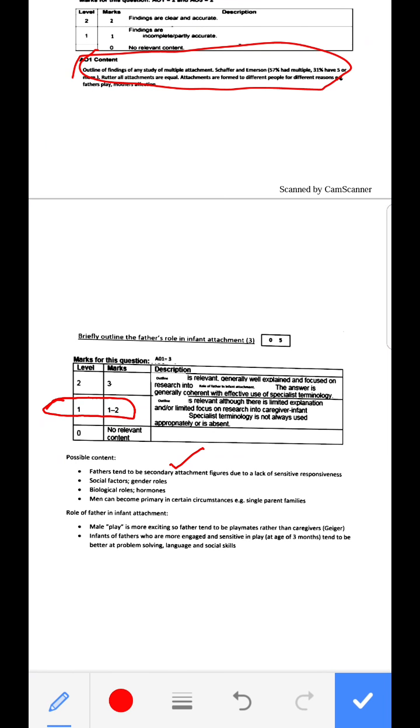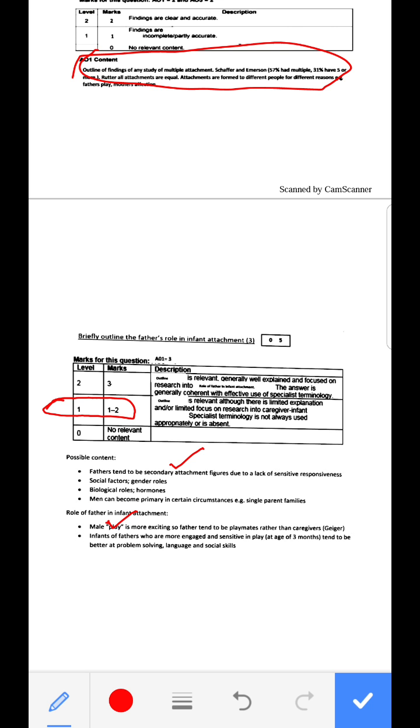So we've got this first bit here where it says fathers tend to be secondary attachment figures due to a lack of sensitive responsiveness. So most of you did say that the dad was a secondary attachment figure, and most of you then followed it up by saying that he is a playmate rather than a caregiver.